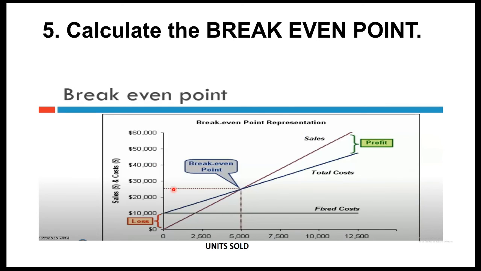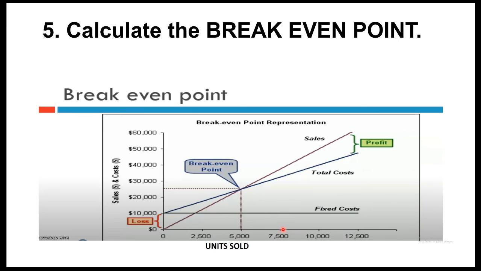This is what it looks like. On this side is the cost. On this side, we see the units sold. Your blue line is your total costs to manufacture a product. The red line shows the sales. And this here is the specific point at which you will break even. So if you sell 5,000 units, that means you have broken even. You didn't make a profit, you didn't make a loss.